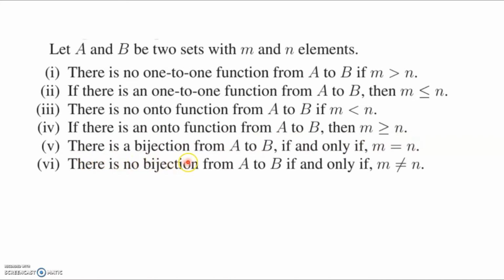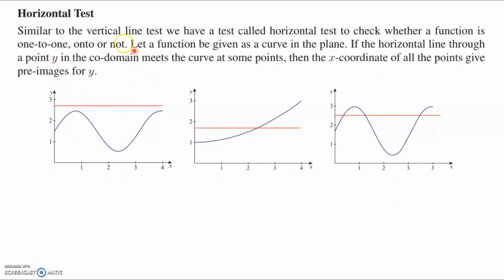There is a bijection from A to B if and only if m is equal to n. There is no bijection from A to B if and only if m is not equal to n. Similar to the vertical test, we also have a horizontal test.